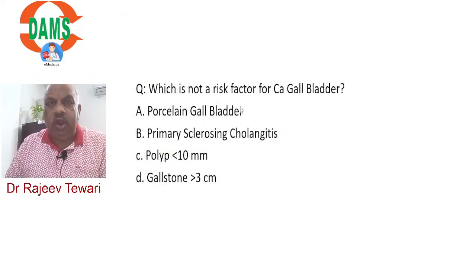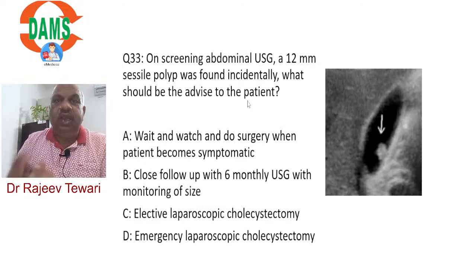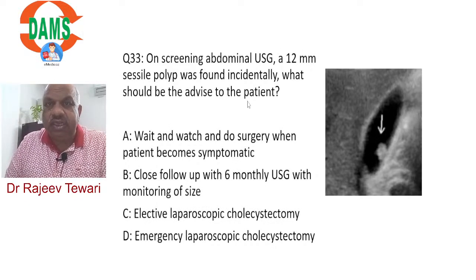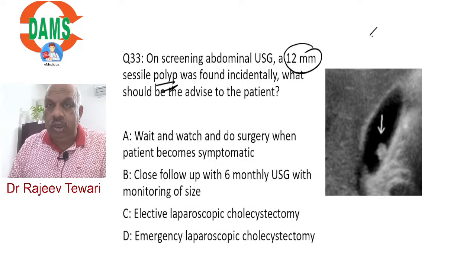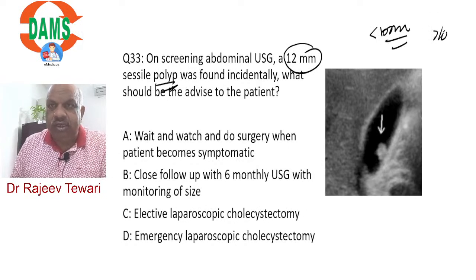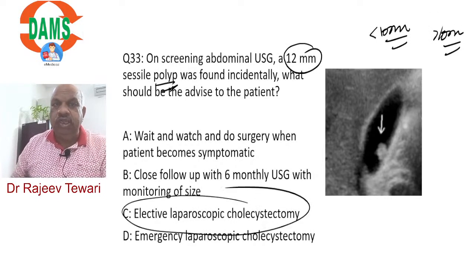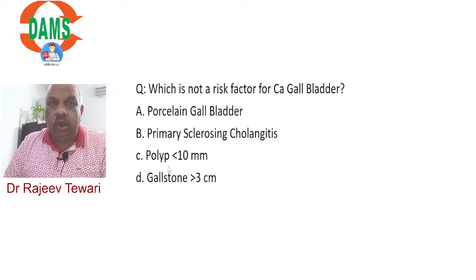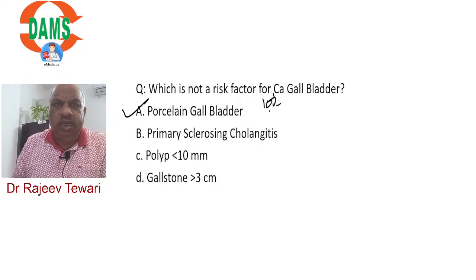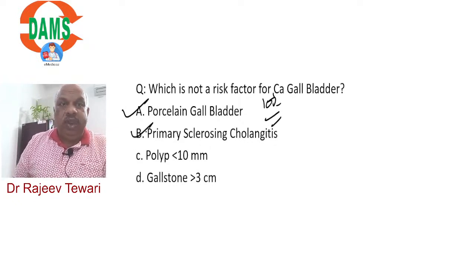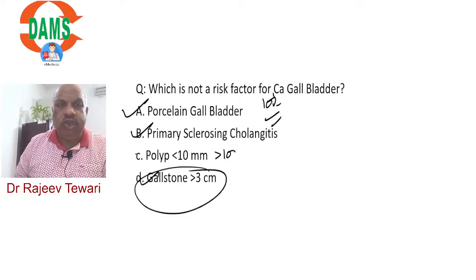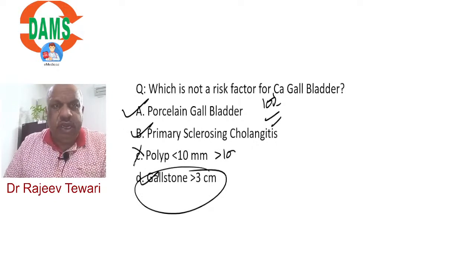Which is not a risk factor for gallbladder cancer? Again, this is a TND question I kept this year. This very year, we discussed this in TND batch, all centers. A 12 millimeter polyp, what will you do, and I told them that less than 10 millimeter has no risk of cancer, more than 10 millimeter has a risk of cancer. So here the answer was cholecystectomy. Here the question is what is not a risk factor. Porcelain gallbladder has a 10% risk. Although it is not an absolute indication, earlier it was absolute, today it's a relative indication. The risk is there but not very high. Primary sclerosing cholangitis, yes, there is a risk. Polyp more than 10 is a risk, and gallstone more than 3 cm is a risk. This is not a risk. So less than 10 is not a risk.